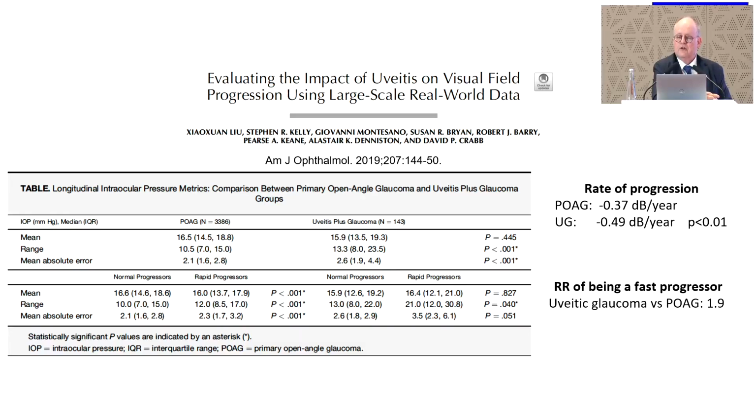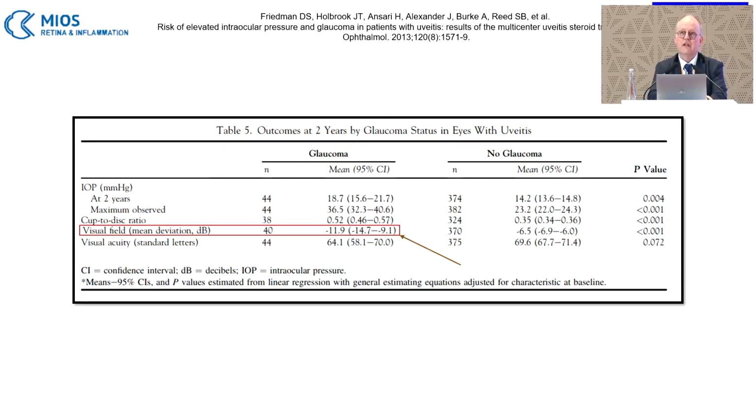As you can see here, the relative risk for a uveitis glaucoma patient to be a rapid progressor is 1.9 as compared to chronic open-angle glaucoma, and the rate of progression tends to be faster. This is a study that was done in Britain. If we look again at the MUST trial, you'll see that the glaucoma group had a mean visual defect at 2 years of about 12, when initially we were at 5.1. So that represents a progression of about 5 dB per year over that 2-year period, while in the non-glaucoma group, the progression was about 0.5.